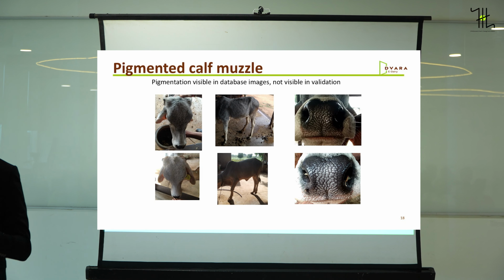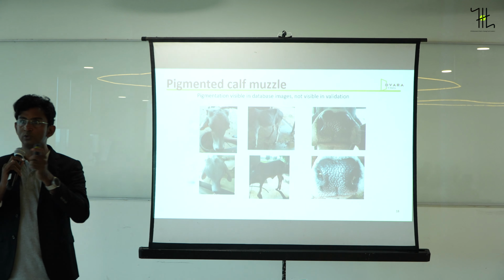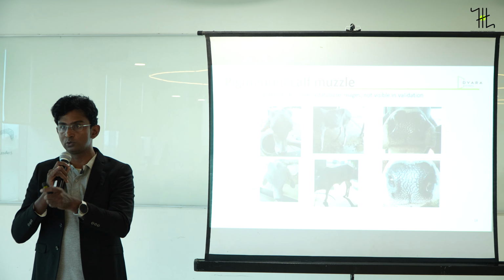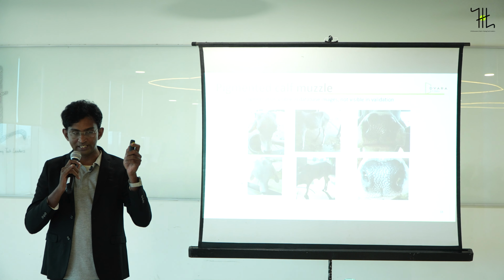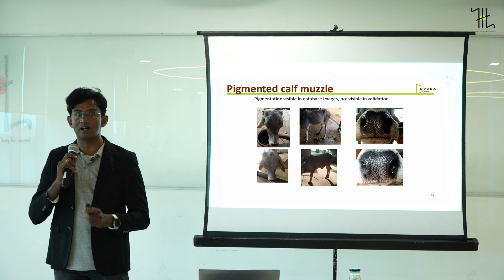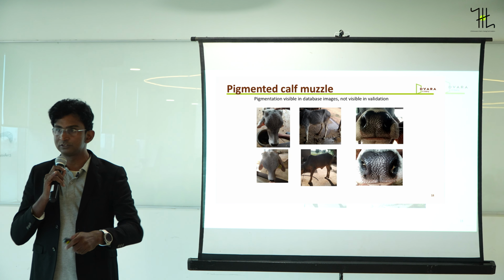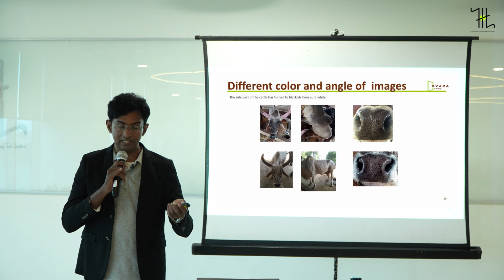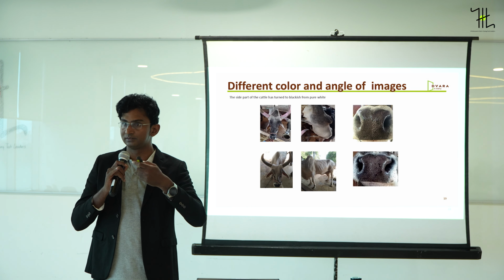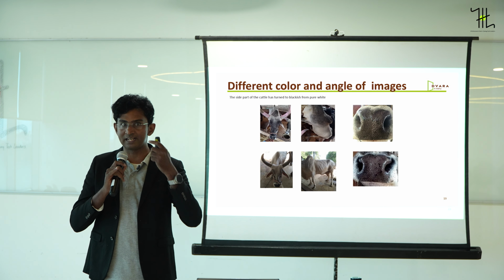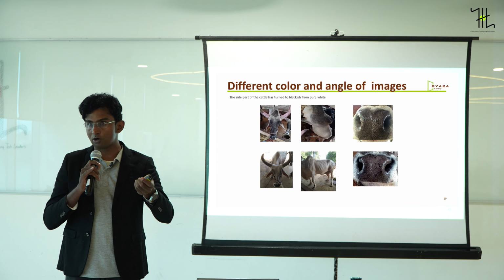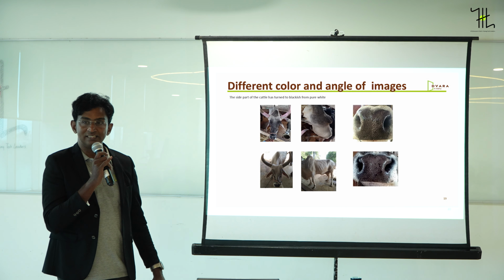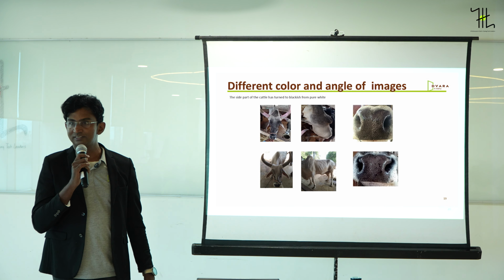And calves, right? So we have tested from calves, the same calf, we have tested every 2-3 months, right? And checking whether the patterns don't change and whether our algorithm is able to detect it correctly. So both are true, right? Sometimes the color of the muzzle also changes, right? It can become from light to dark, or dark to light.